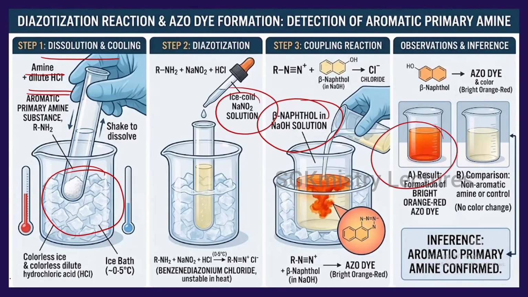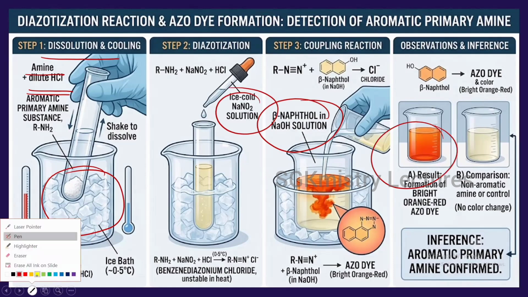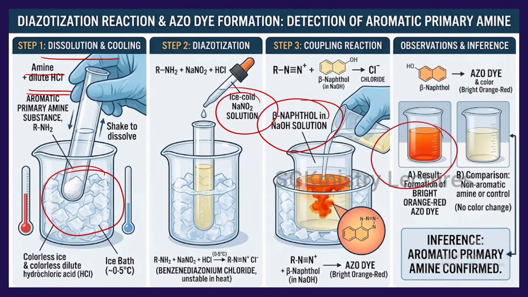So obviously, we know that aniline is a primary amine, and specifically, it is also an aromatic amine, right? So aromatic primary amine, which is nothing but aniline, is confirmed here. So let us look into the reaction for the same.